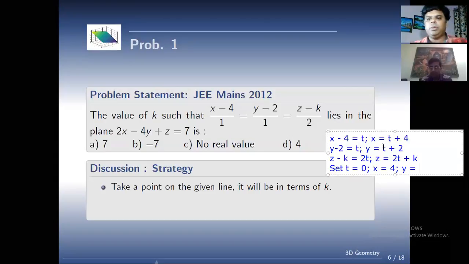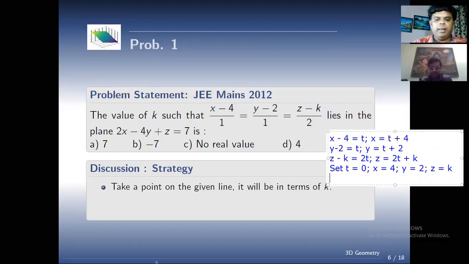Here t is 0. So what will be y? 2. And then if t equal to 0, z will be what? A. All right. So one of the points on this line is 4, 2, and k.